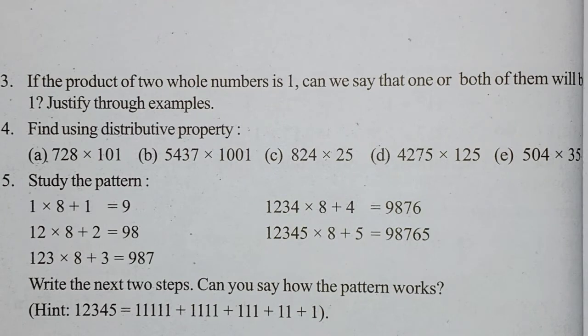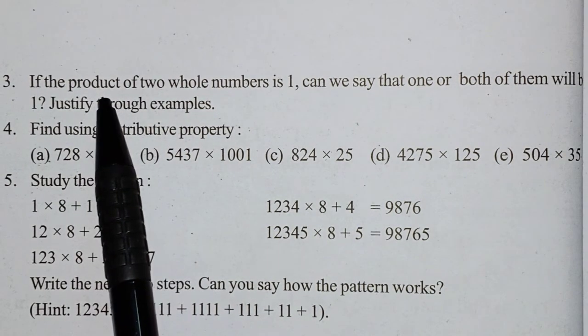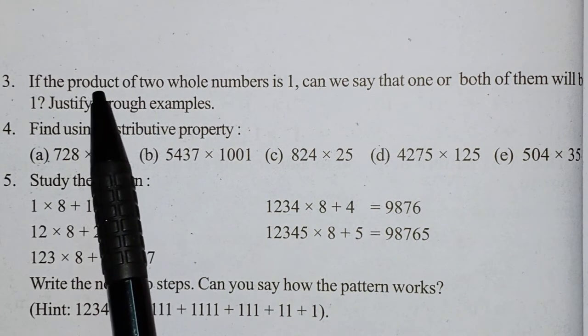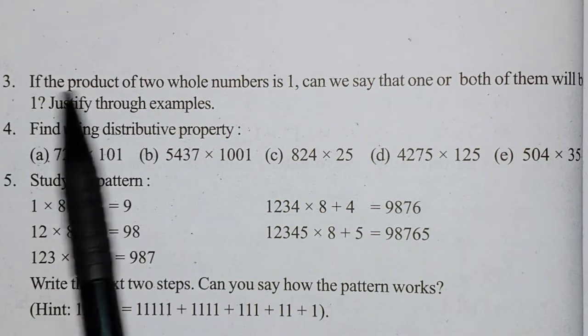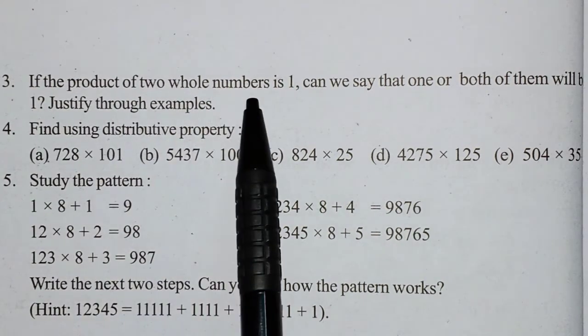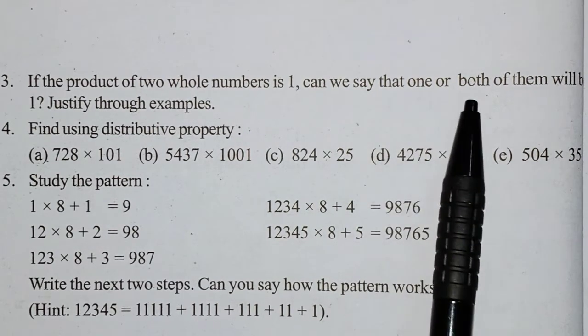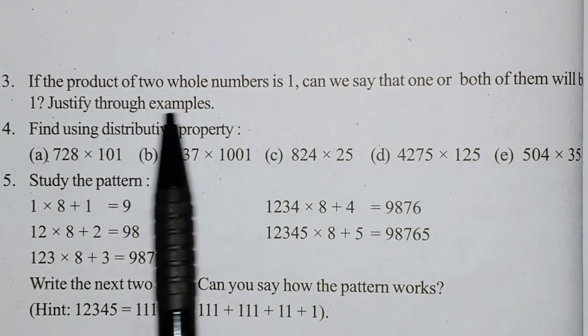Now let's see question number 3. If the product, which means multiplication. I told you, whenever the word product comes, it means multiplication. If sum comes, then it is addition, and if difference comes, then it is subtraction. So if the product of two whole numbers is 1, can we say that one or both of them will be 1? Justify through examples.